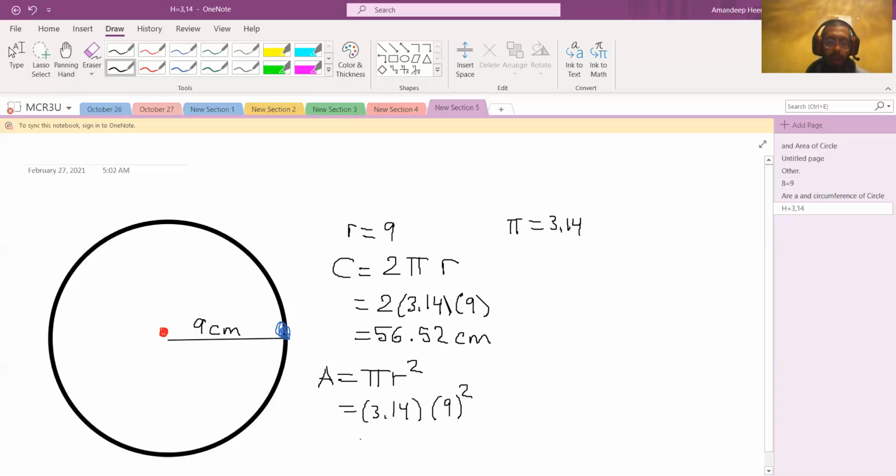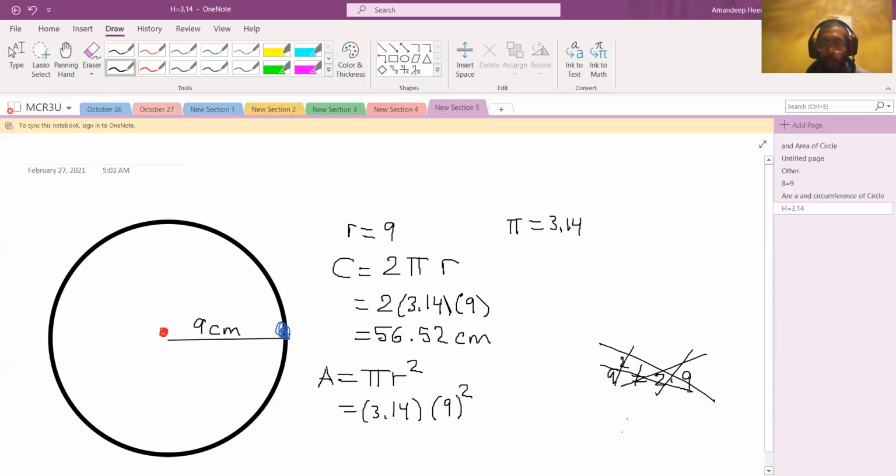Now, how do you compute 9 to the power of 2? Again, I'm going to make this warning. 9 to the power of 2 is not the same as 2 times 9. A lot of students make this mistake, so I'm going to repeat this again. 9 to the power of 2 is not the same as 2 times 9. Never make this mistake.